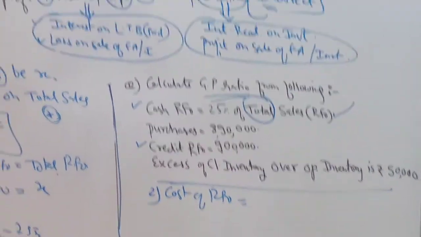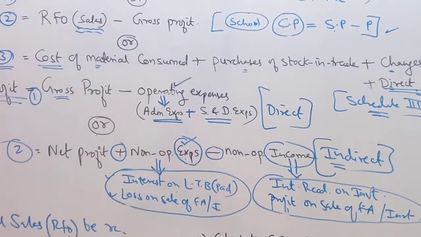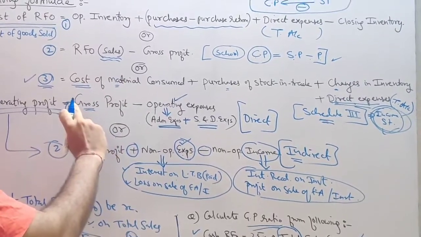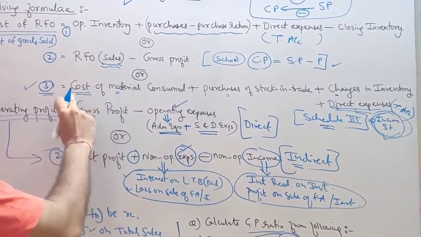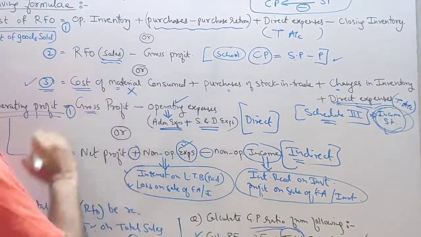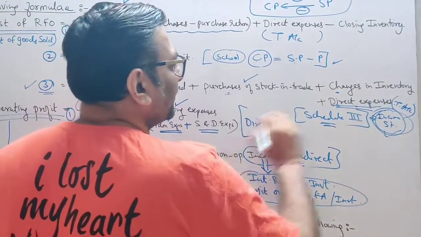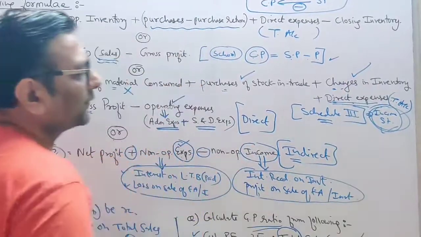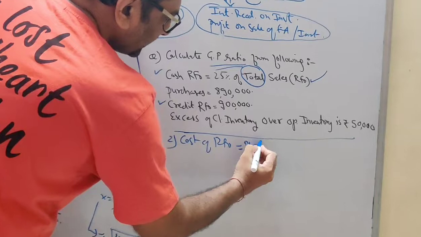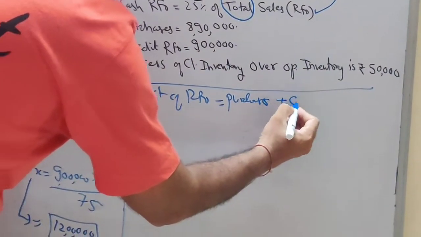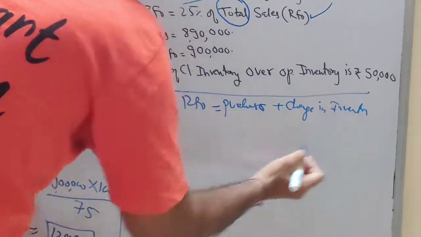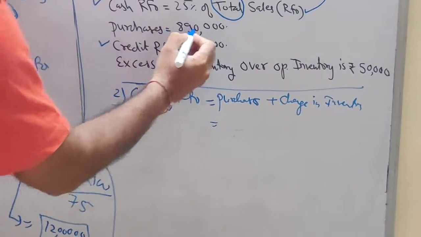See here, students, cost of RFO formula. Which one to use here? I'll be using this, students. This one. Cost of material consumed plus purchases. This is not given, students. Purchases is given to you. Change in inventory is given to you. So I am adding only these two formula. Purchases plus change in inventory.